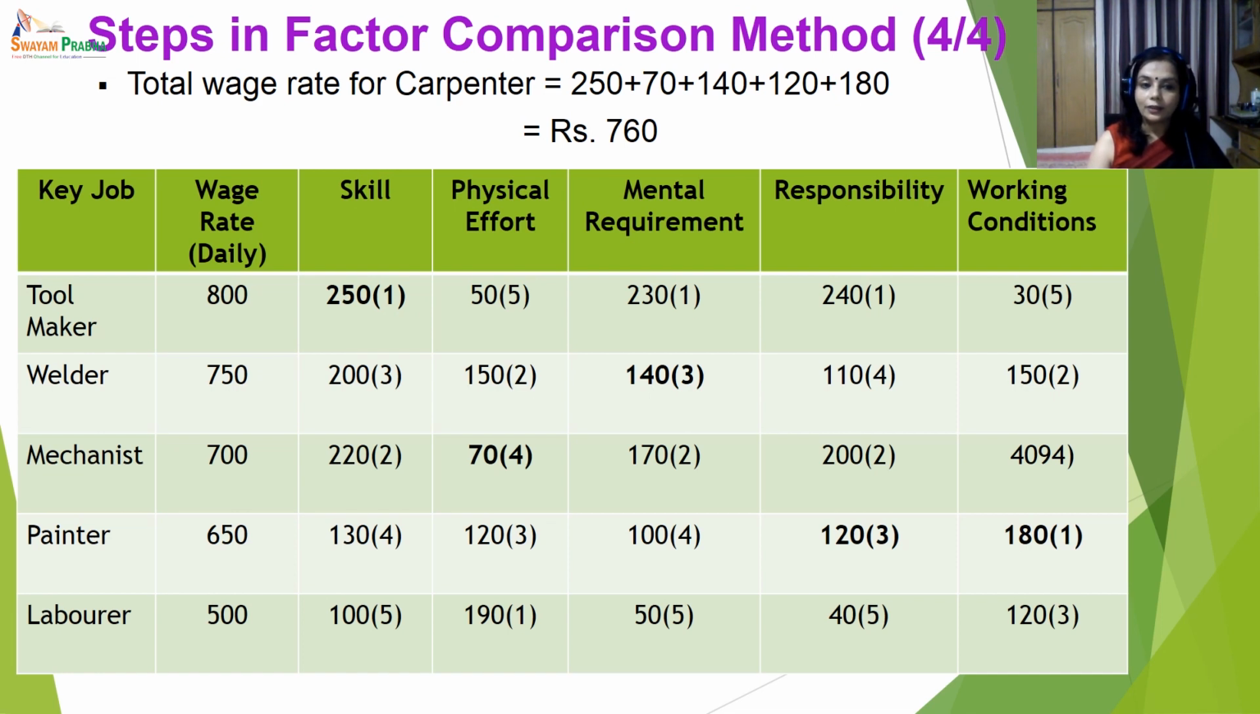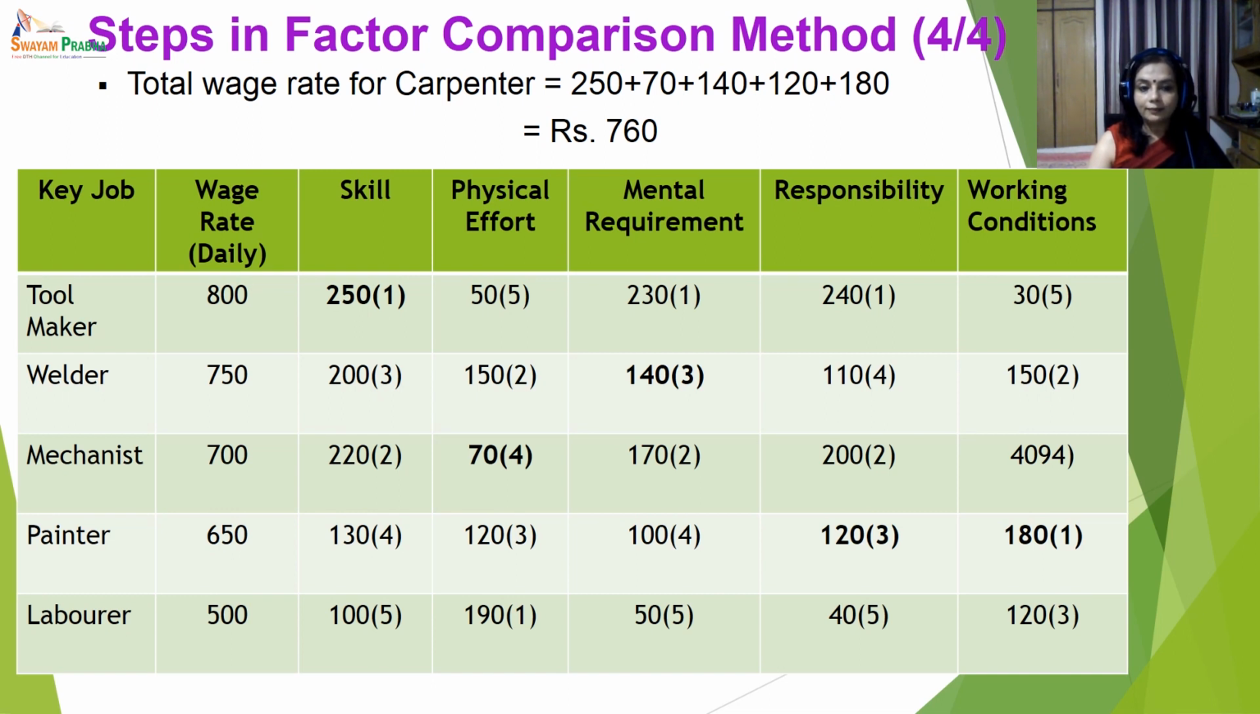Now, suppose we take up a new job to be evaluated, say the carpenter's job. For the carpenter job, we will match its qualities with that of all the other key jobs. We will analyze the job description of carpenter in terms of these factors with the key jobs. So we find that in terms of skill, it is similar to toolmaker. So the amount which is apportioned for toolmaker for skill is 250. So we will take 250 for skill for carpenter.